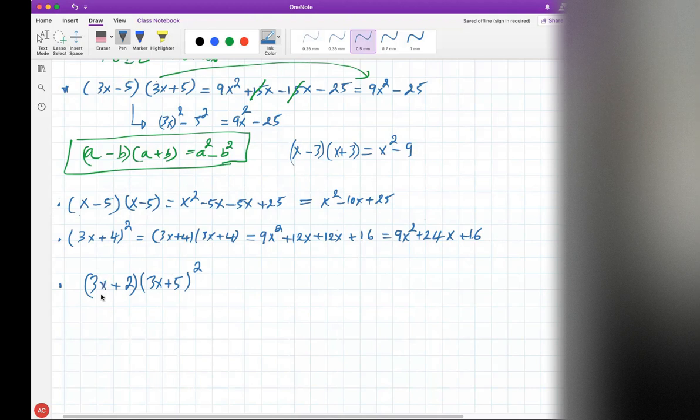Then you're going to have a binomial by a trinomial. You're going to have multiplications. It's going to be a long multiplication. Not actually 2 times 5, 2 times 3. It's going to be 6 multiplications.